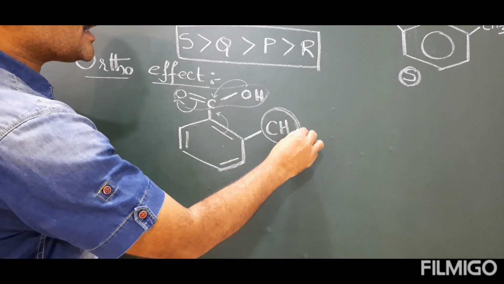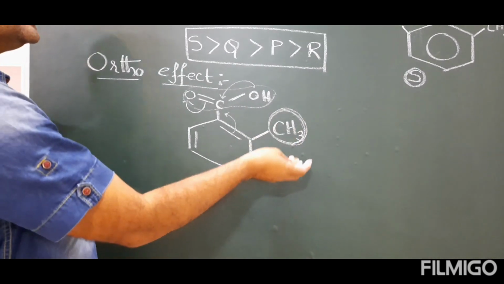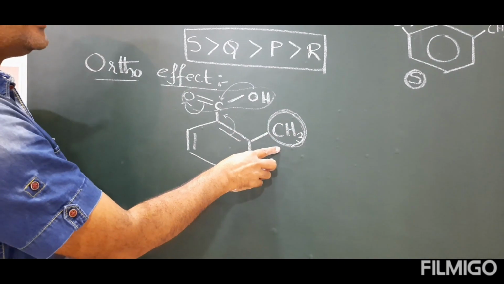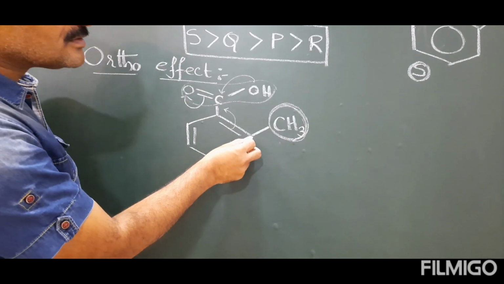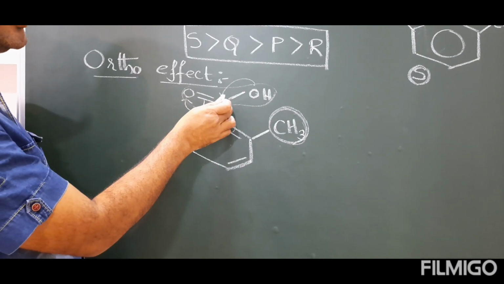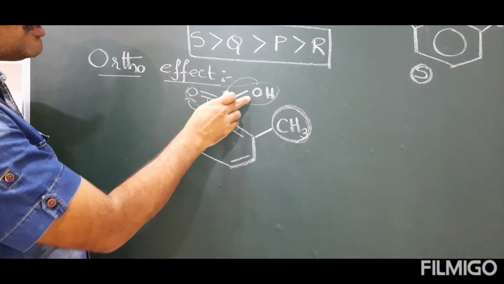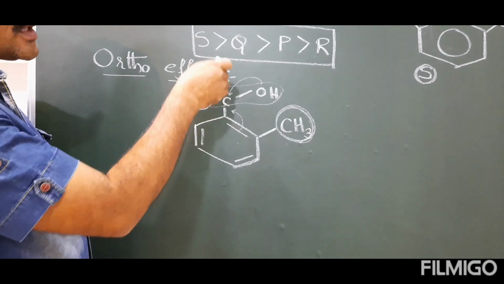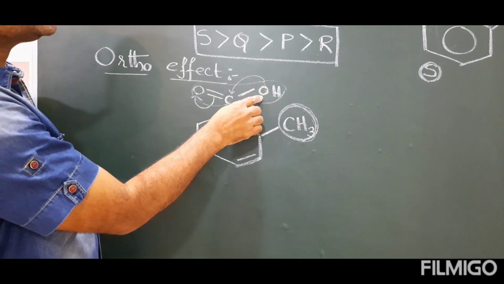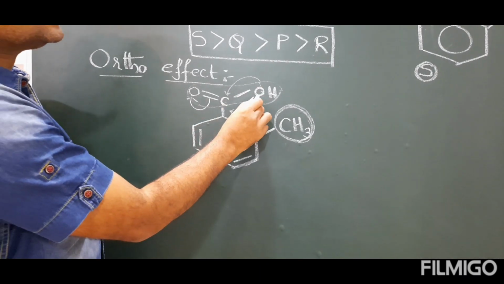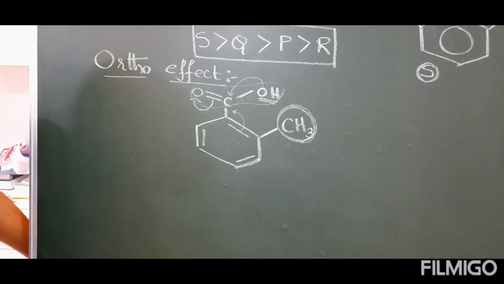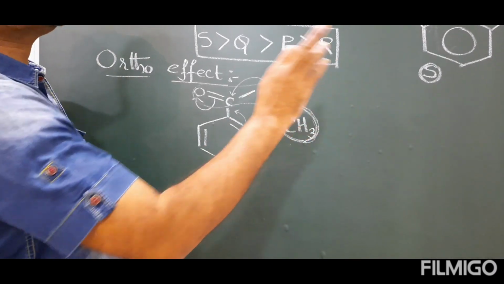So any group, whether a donating group or a withdrawing group, at the ortho position will disturb the planarity of the benzene ring and COOH group. That's why this COOH group and the phenyl group are not in resonance. So this carbon will utilize the electron density of the OH group. That means its polarity will increase and it readily releases the H+. As a result, acidic strength increases.